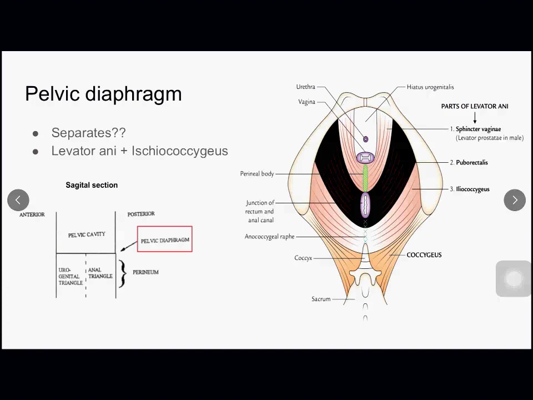So you can see the levator ani muscle. Actually, the levator ani has only two parts, pubococcygeus and iliococcygeus. This ischiococcygeus is a separate muscle. It is also called coccygeus, and it is not a part of levator ani. In the levator ani only two parts you have, iliococcygeus and pubococcygeus. Pubococcygeus in turn has puborectalis and sphincter vaginae in females and levator prostatae in males. This is actually a separate muscle.